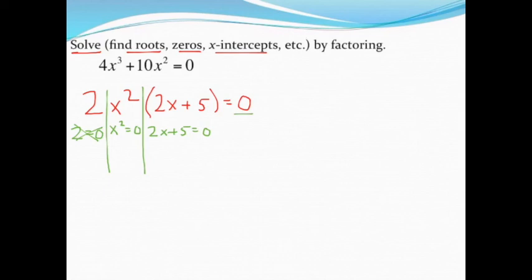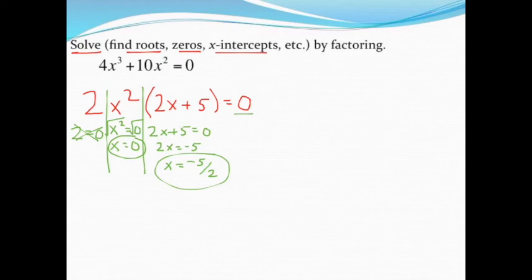For the piece on the right, let's finish that. If I subtract 5 from both sides, I'll get 2x equals negative 5, and then divide by 2. So x is equal to negative 5 halves. So there's one of my answers. For the middle portion, then I have x squared equals 0. I'll take the square root of both sides. And normally when I take a square root, I would put down a plus or minus. There's no such thing as plus or minus 0, so my answer is just going to be 0 for that piece. So there are my answers. My roots, my solutions, my x-intercepts are going to be 0 and negative 5 halves.